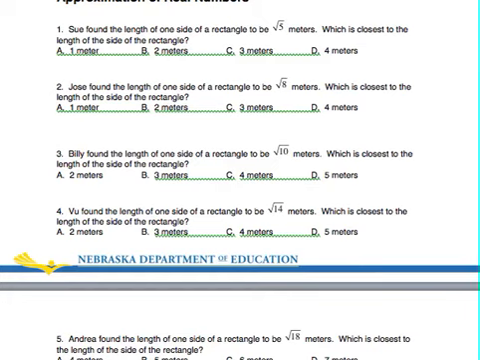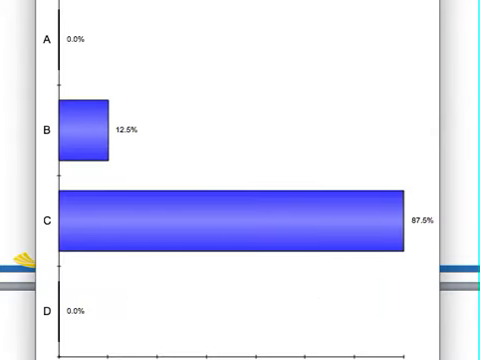Vu found the length to be closest to root 14. So what number is closest to root 14? Now you need to think, is there a square that's close to 14? Is there a perfect square? Number 6 has the answer. All right, let's see what we got. All right, so the answer is letter C.